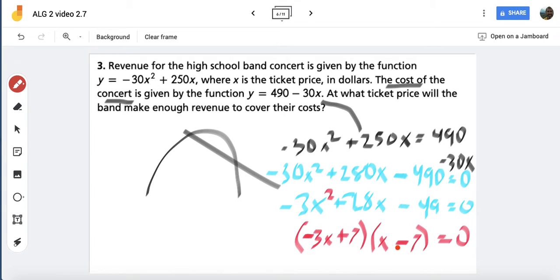Now that I have these two, I know one of the intersection points is when x minus 7 equals 0, so that's 7. And the other point is going to be, subtract 7 from both sides, and then divide by 3, so 7 thirds. Okay, let me show you a faster way to get those numbers.